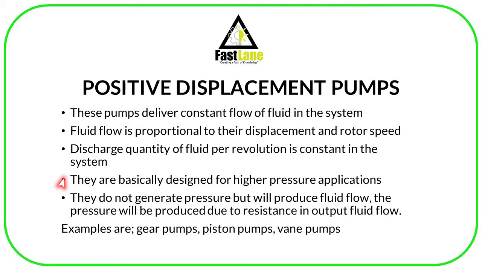The important advantage associated with these pumps is that the high pressure and low pressure areas are separated, and hence the fluid cannot leak back due to higher pressure at the outlets. Positive displacement pumps do not produce pressure, but they only produce fluid flow. So the pressure will be produced due to resistance in output fluid flow. Some examples of positive displacement pumps are the gear pumps, piston pumps, vane pumps, among others.